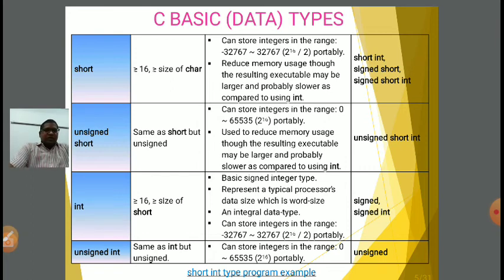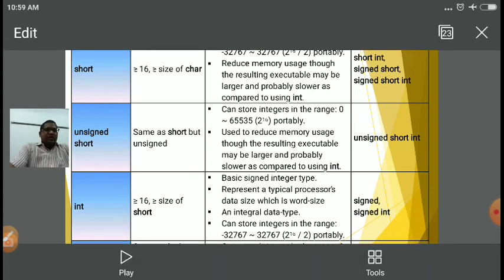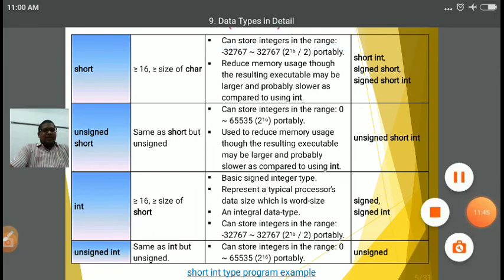So short has a minimum size of 16 bits. It can store integers in the range -32767 to 32767 portably. It reduces memory usage, but the resulting executable may be larger and portably slower as compared to int. It is also taken as short int, signed short int, like that. Unsigned short means the sign bit is not required here.